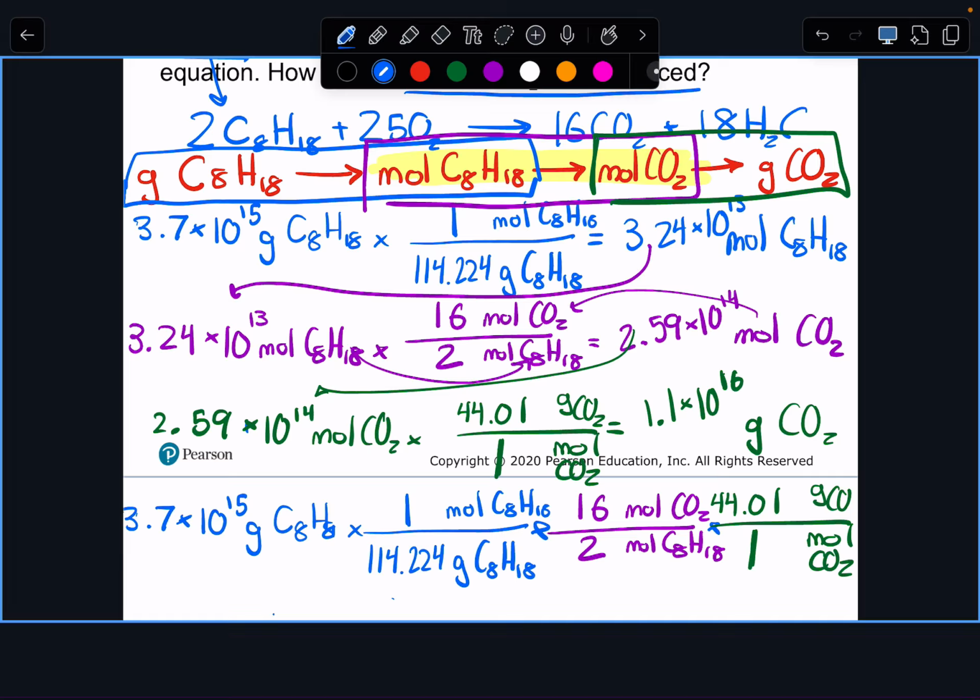Okay, so if I wanted to perform this calculation as 3 steps all together, I just need to verify that everything cancels out. So grams cancels out with grams of C8H18, moles C8H18 cancels out with moles of that. Moles CO2 cancels out with moles CO2, and you're just left with grams of CO2. So this will give you the exact same answer. It's just performing the calculation all in one step. So each of those blue, purple, and green steps, you're looking at the conversion factor that corresponds to each of those.